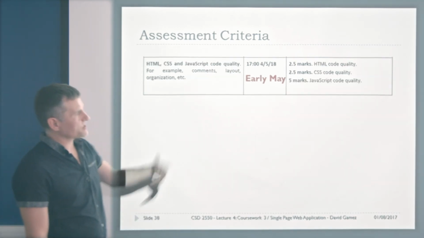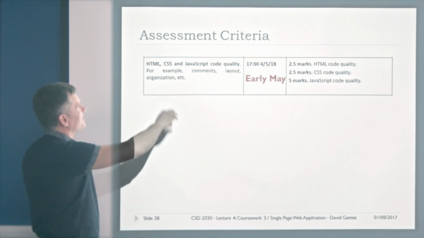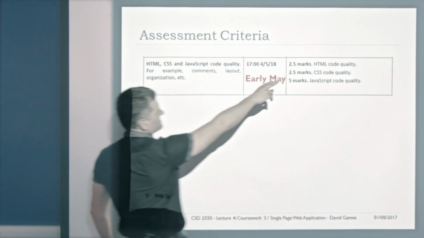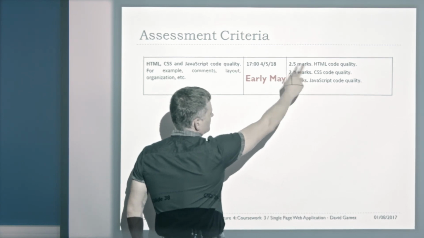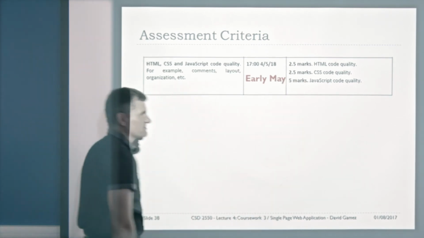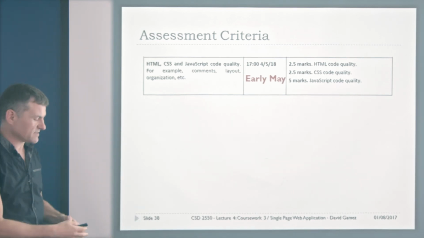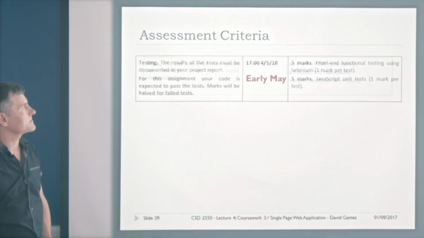so, and then we've got the code quality marks, which you're familiar with by now. We've got 2.5 marks for HTML code quality, probably not much HTML going to be there. CSS code quality, 2.5 marks, and then 5 marks for JavaScript code quality, because you've got JavaScript on client and server, so the JavaScript's pretty important in this project.